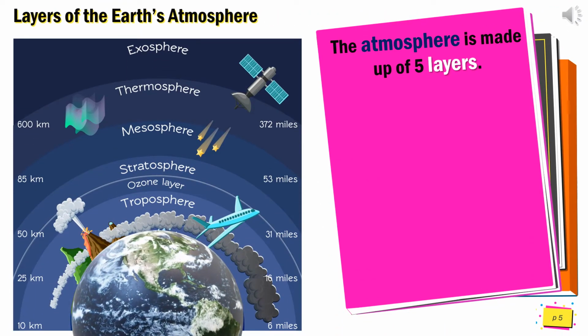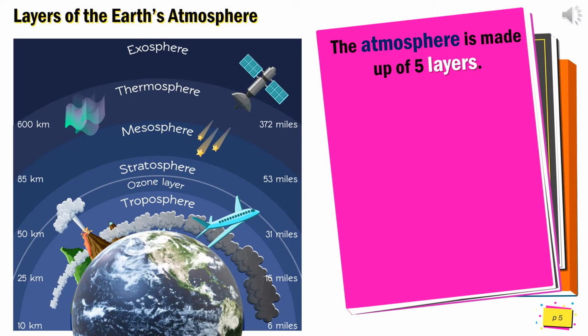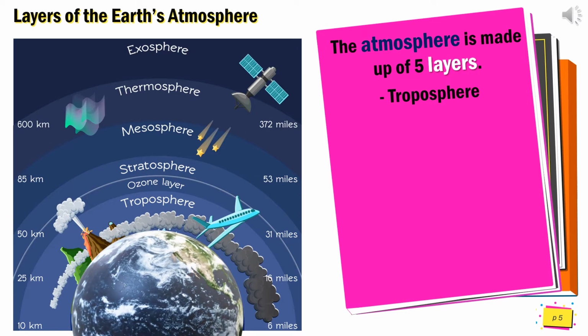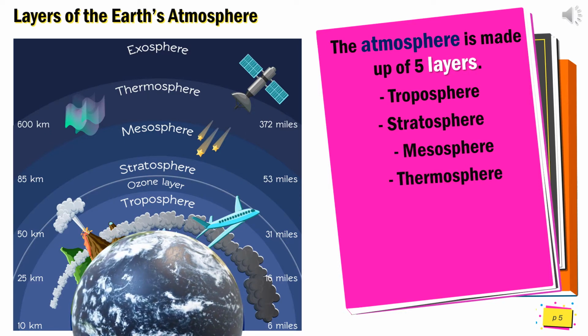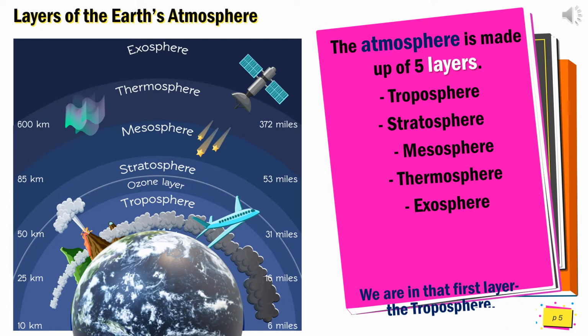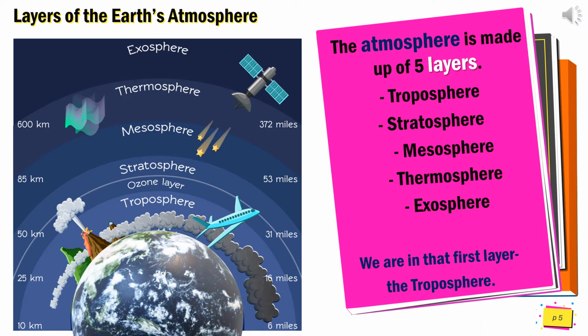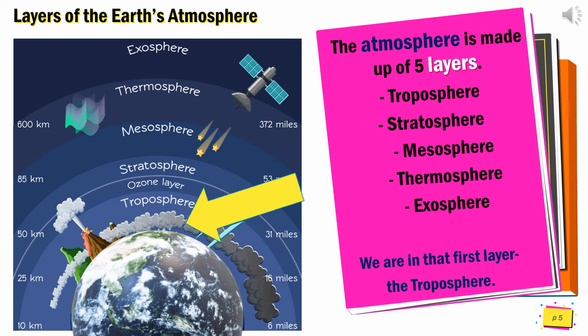The atmosphere is made up of 5 different layers: the troposphere, the stratosphere, the mesosphere, the thermosphere, and the exosphere. We are in that first layer, right here, the troposphere.